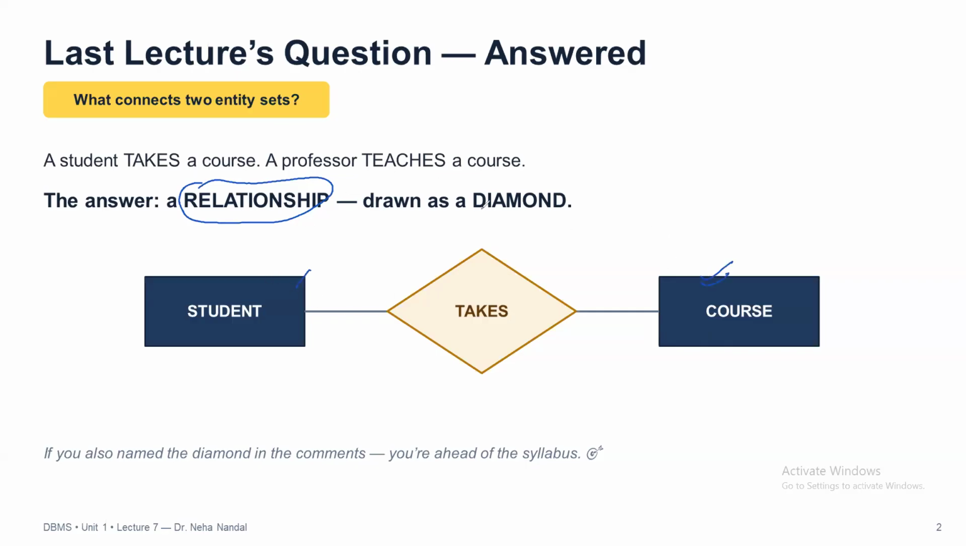So how will we represent it? We will represent it with the diamond. This diamond will help us to connect these two entity sets. Correct? So today's topic will be concentrated on this. Why relationships are important, and to understand it more precisely, let us go further.